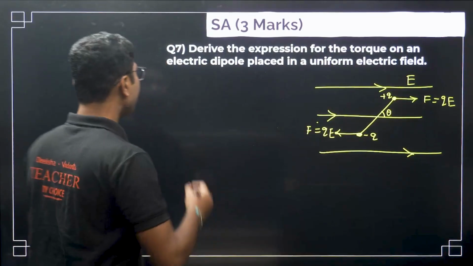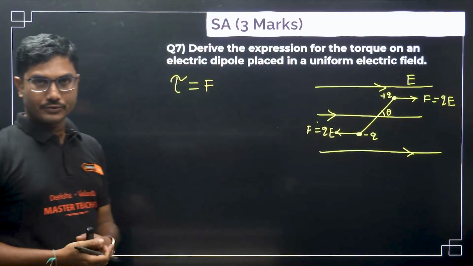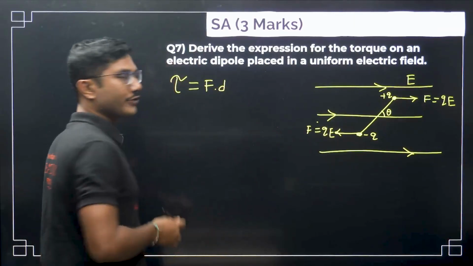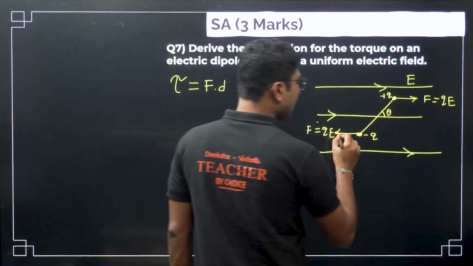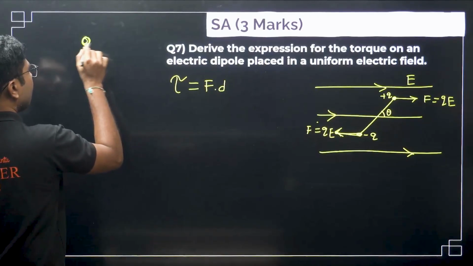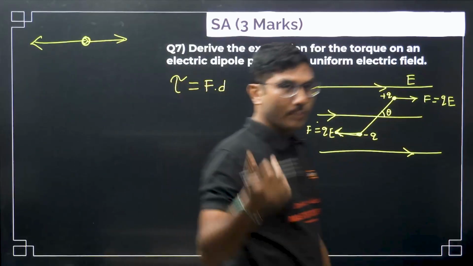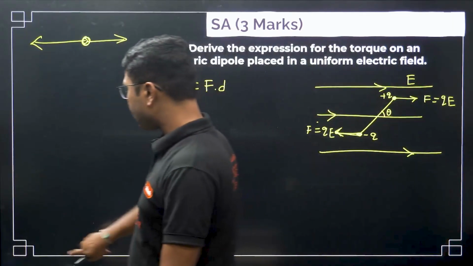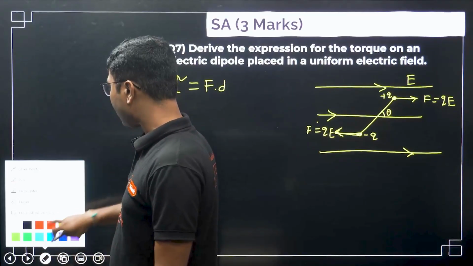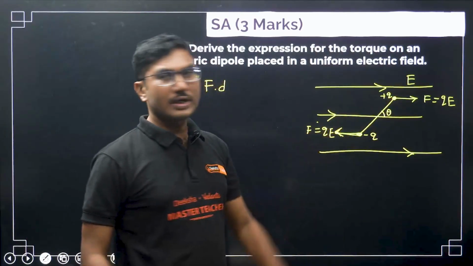Now what is the definition of torque? Torque is given by the magnitude of any one of the forces times the distance between the forces. So you have to find the distance between these two forces. If the forces are acting on the same point, the distance between the forces is 0, so torque is 0. But in this case they are acting on the same object but not at the same point, at different points. One is acting over here, another is acting over here, right?